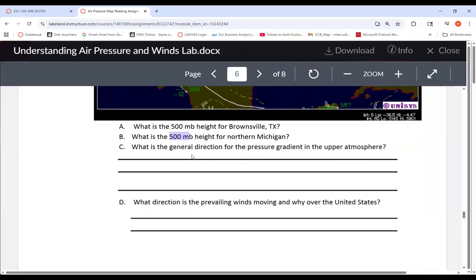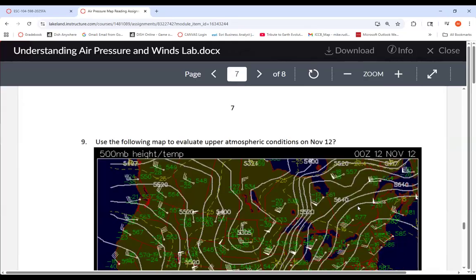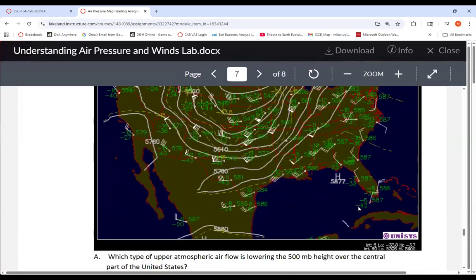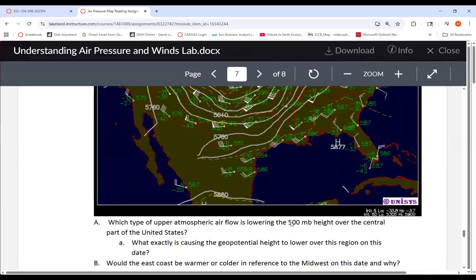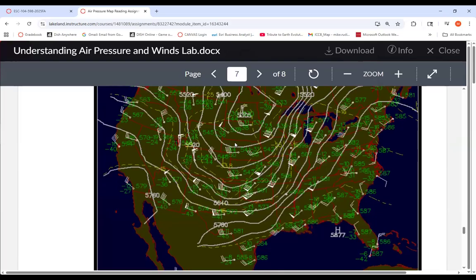So I think I've just answered this question just now, by the way, if you were following along. I answered both these questions. Okay? Now, I'm going to leave question 9 because I think I've set you up. What type of upper atmospheric flow is lowering the 500 millibar height over the central United States?